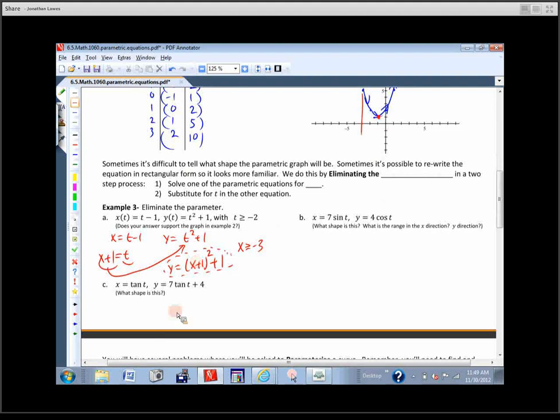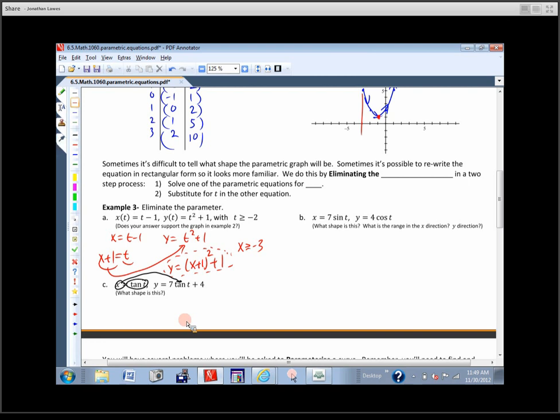Okay, let's take a look at this next one. Now, this one actually is pretty easy because we get lucky here. This says x equals tangent t, and y equals 7 tangent t plus 4. Do you really have to solve for t on this one? No, wherever there's a tangent t, I can put an x. So I could put this right there. What would the equation be then if I replace tangent t with an x?